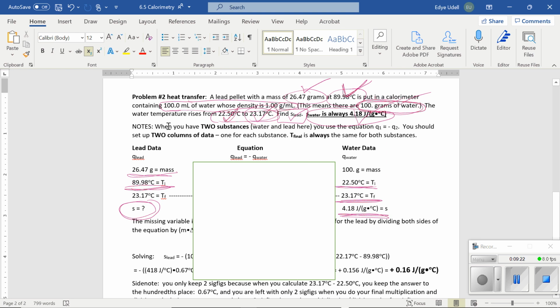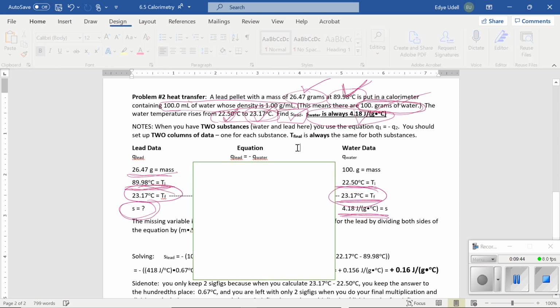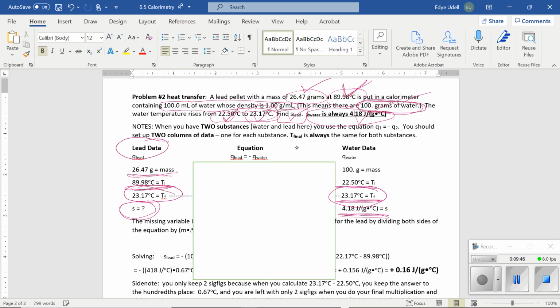Now, one thing to note, I had that up here for you already. T final is always the same for both substances. So now I actually know that this T final and this T final are the same, because your substances are in the same place. They have to end up at the same temperature. My equation was the Q1 is negative Q2, and I'm just letting lead be number 1 and water be number 2. So my Q for the lead is negative Q for the water. I could have set this up backwards.